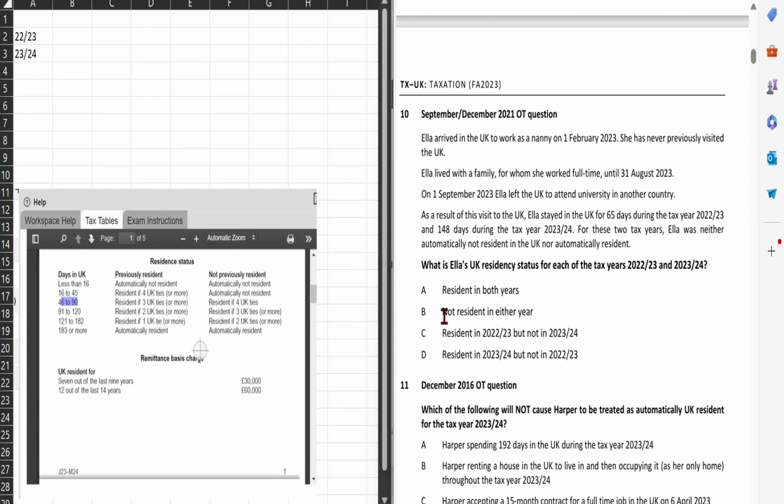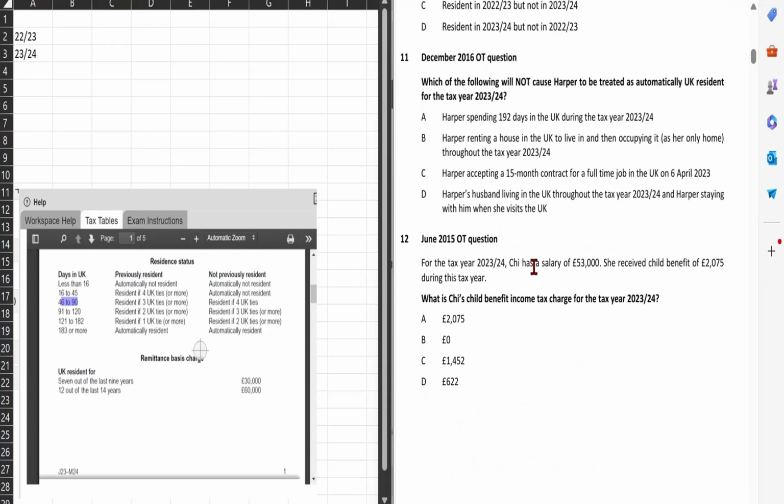So option A has been omitted as well as C. So our answer might be B or D. Okay. So for 2023-24, as she lived for 148 days, she should meet at least two ties to be a UK resident. And she obviously made the accommodation tie and the family tie. So in that case, she would be considered a UK resident for the tax year 2024. That means option D is right.